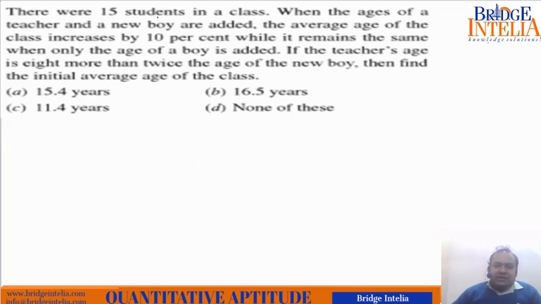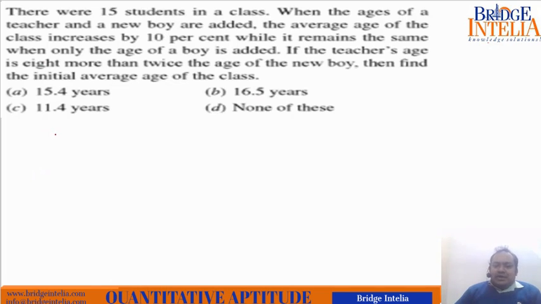There were 15 students in a class. When the ages of a teacher and a new boy are added, the average age of the class increases by 10%, while it remains the same when only the age of the boy is added. If the teacher's age is 8 more than twice the age of the new boy, then find the initial average of the class. Very good question.